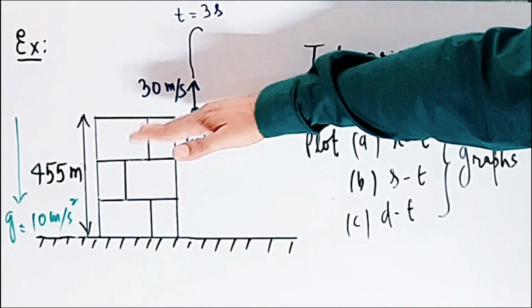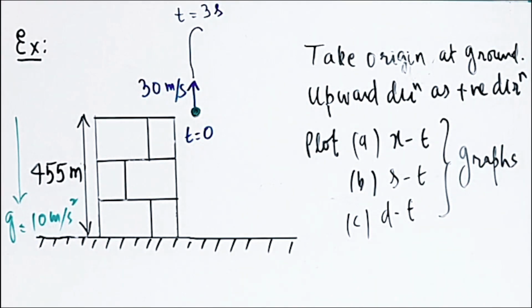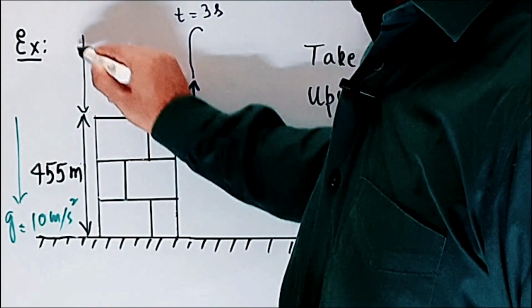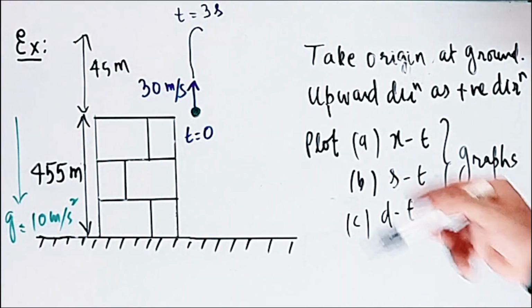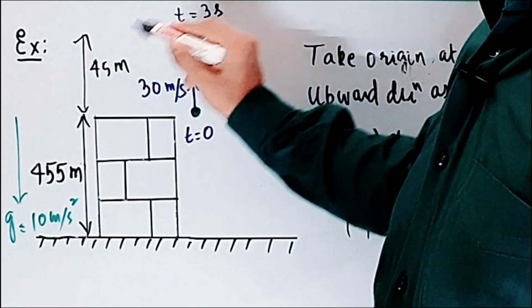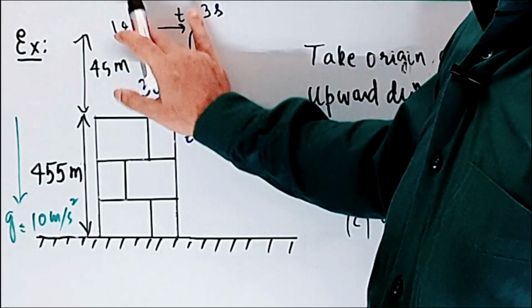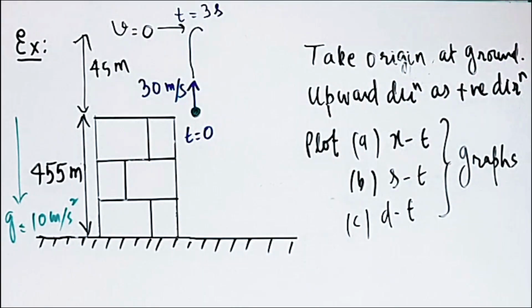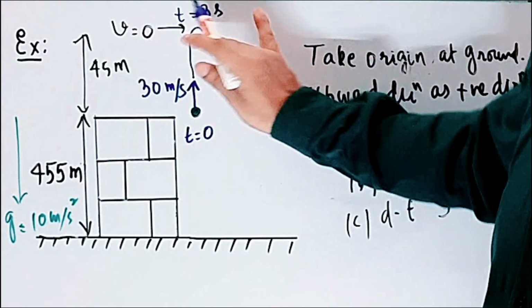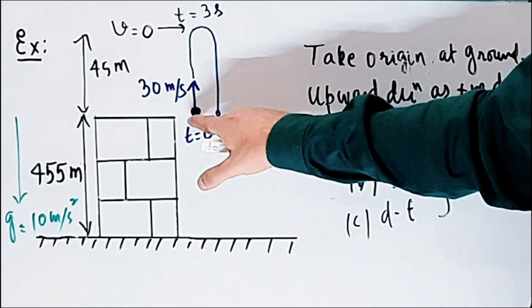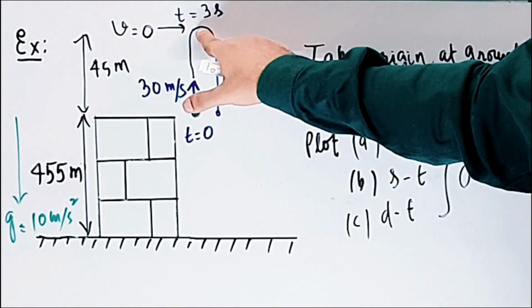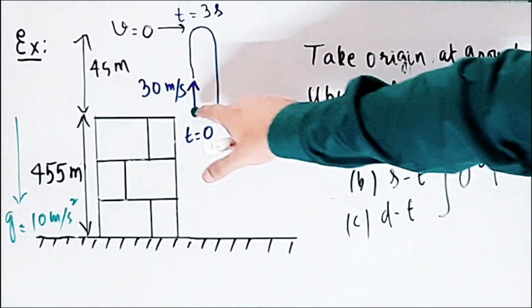So from this level it will reach up to 45 meter more. This is 45 meter, and this is the highest point. At the highest point the particle comes to a momentary rest, so velocity here is 0. All these things will come in some way or other in the graph. Then it will fall down, and while falling down it will cross the point of projection again. The time taken from here to the maximum height is the same as the time taken from the maximum height to this point. So this time is 3, so this is 3 more.